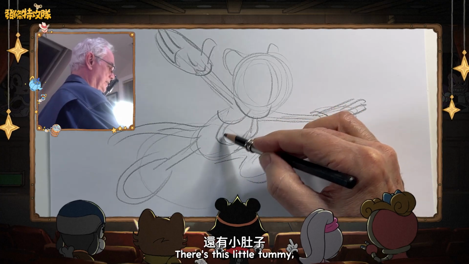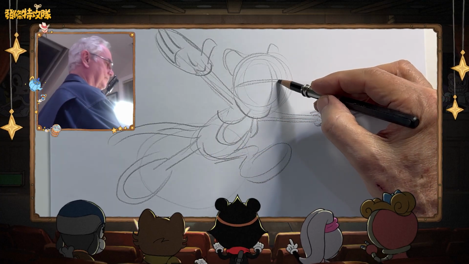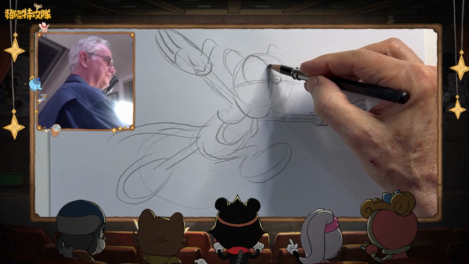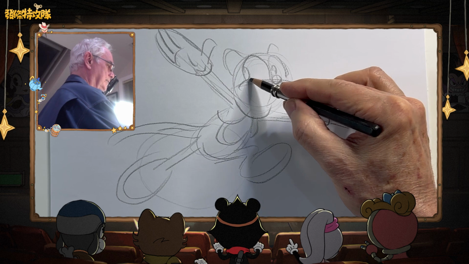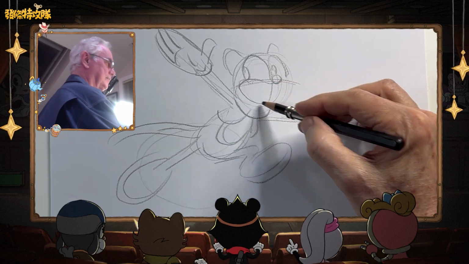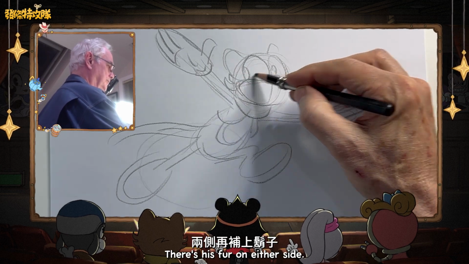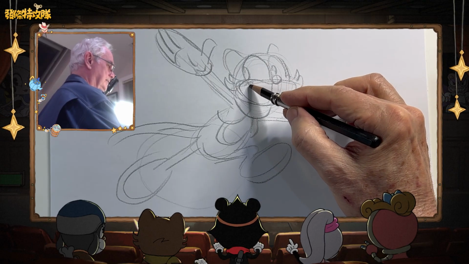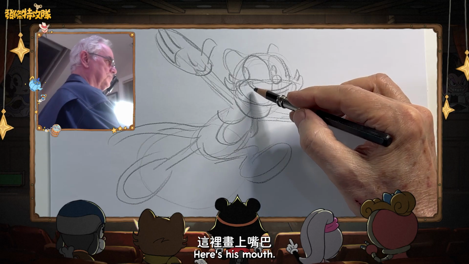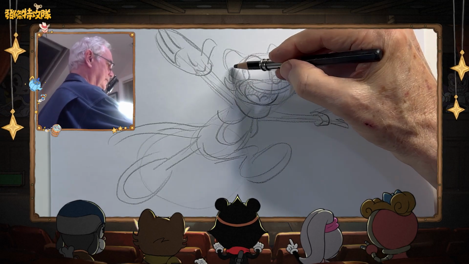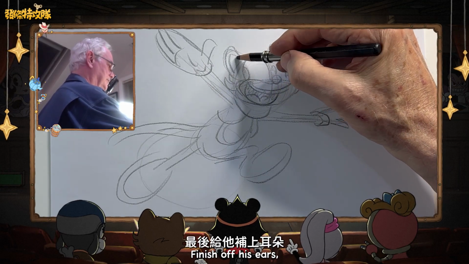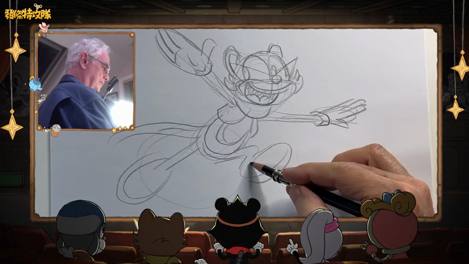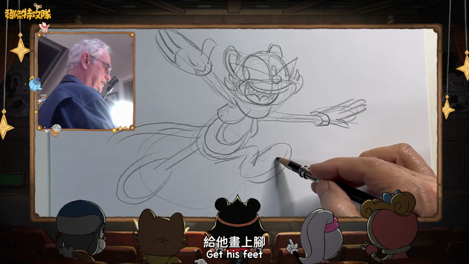Here's his little tummy, his nose, big eyes, cheeks. There's his fur on either side. Here's his mouth. Finish off his ears. Transparent eye goggles, they look like. Get his feet.